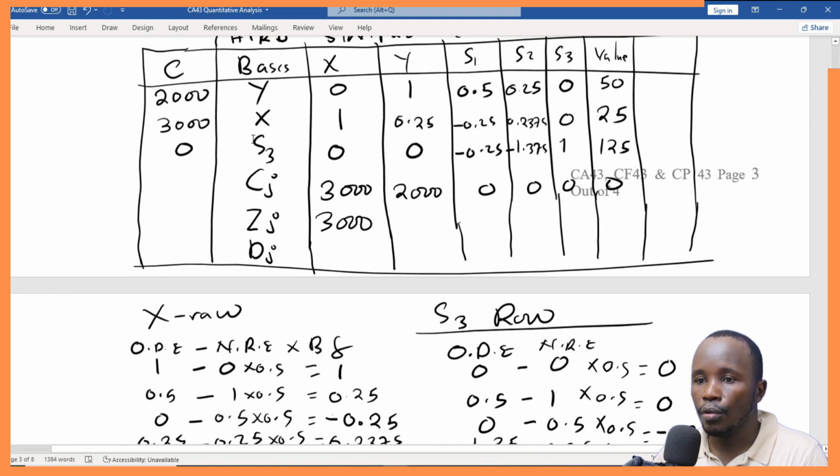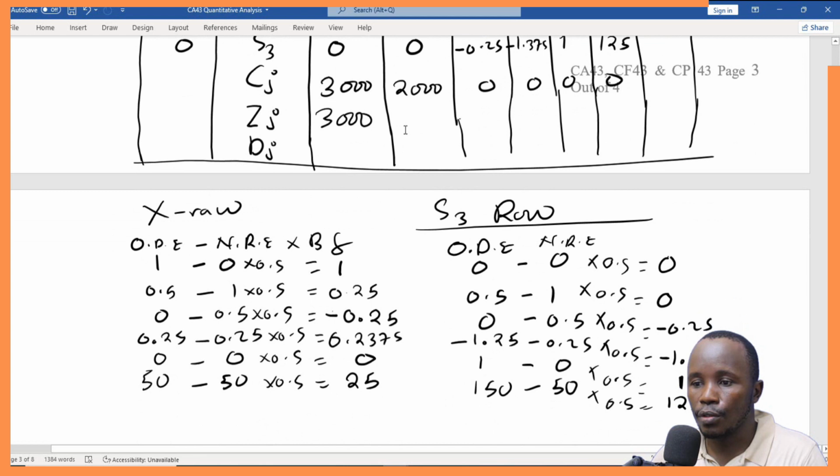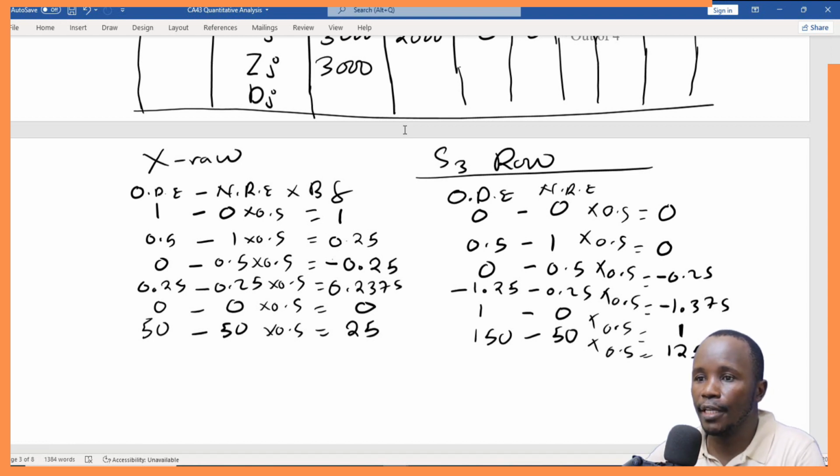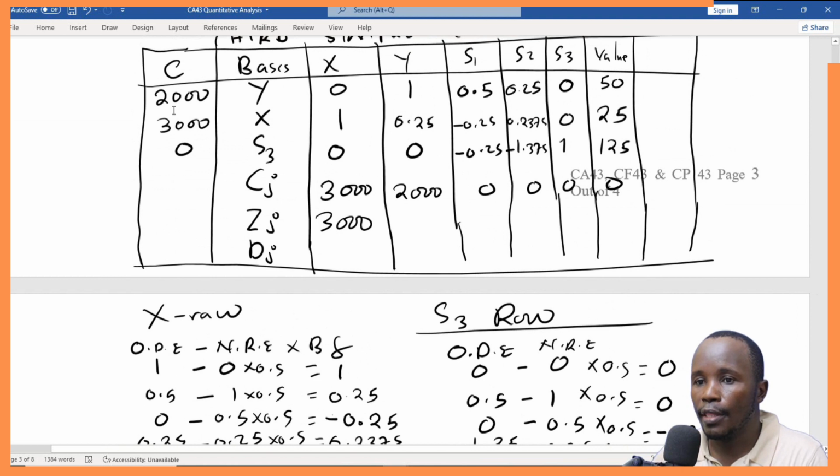I come to x. This is 2,000 times 1, 2,000. This column here was supposed to be 0, because 2,000 times 1 is 2,000, and 3,000 times this is supposed to be 0. This one is supposed to be 0 from here. Sorry for that. Supposed to be 0, and this is 2,000.